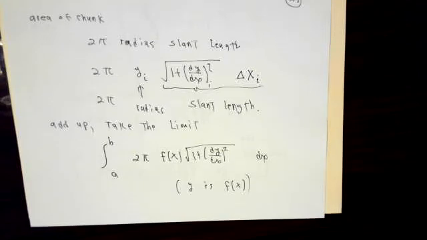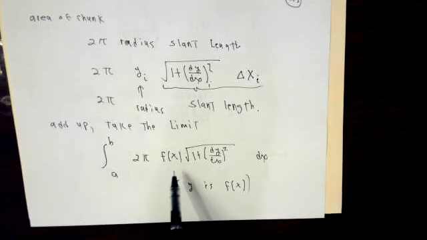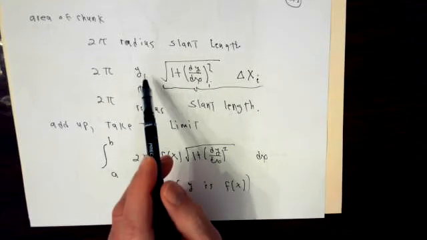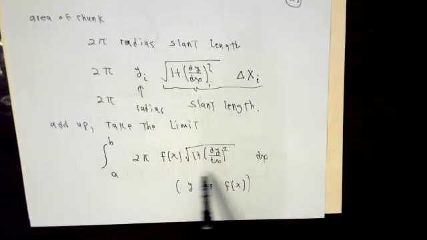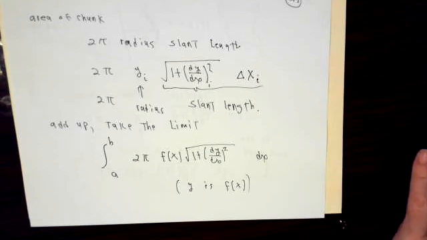Take all such things, add them up, take the limit, and as usual, it turns into an integral. We've got our 2 pi, we've got our f of x, which is the y coordinate, and this is the chunk of arc length that we have. This will turn the lateral surface area problem into a problem of integration.